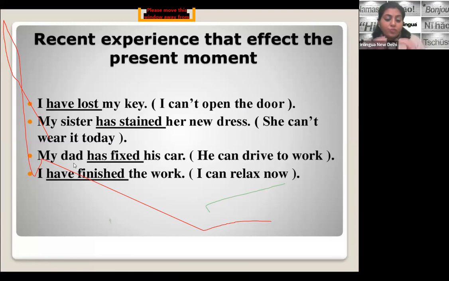My dad has just now fixed his car. He can drive to work. This recent action is affecting the future action. Okay, the last one. I have finished the work. I can relax now. That means you can relax now. I have finished the work means recently finished the work, because of which your present moment has become better.